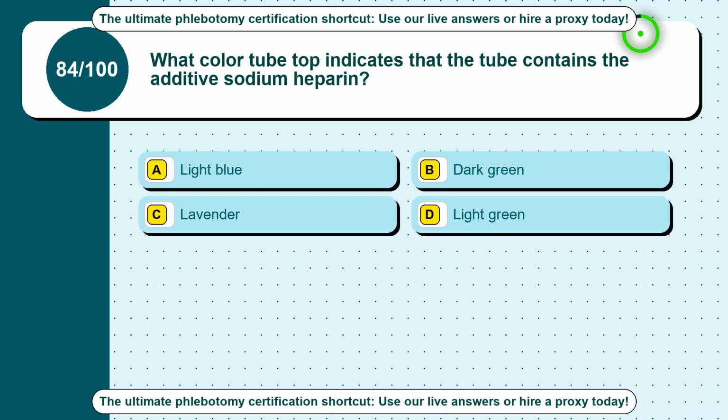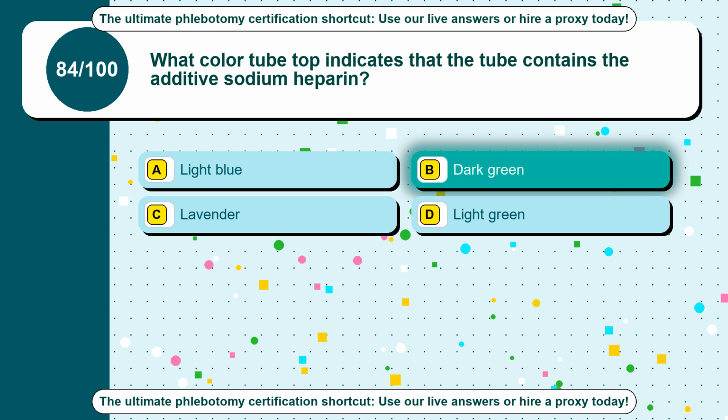Question 84. What color tube top indicates that the tube contains the additive sodium heparin? Option A, light blue. Option B, dark green. Option C, lavender. Option D, light green. The correct answer is option B, dark green.